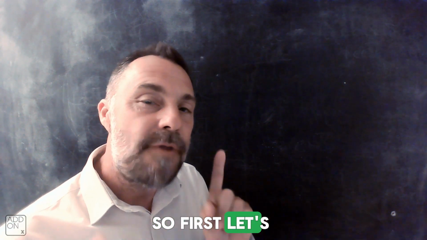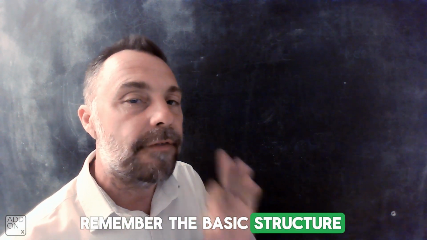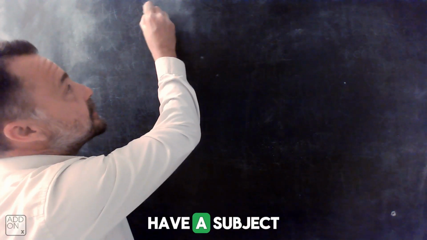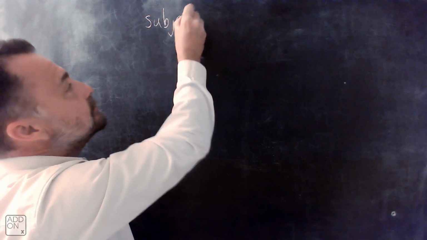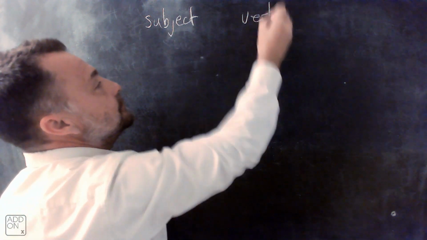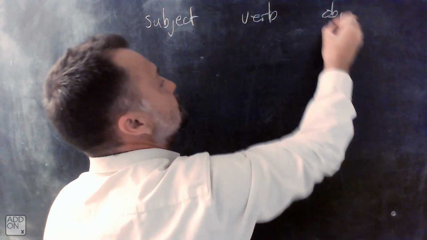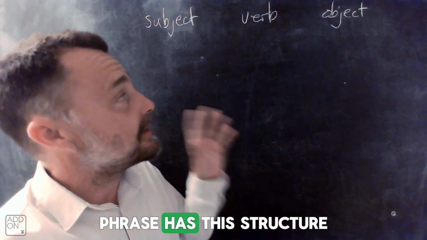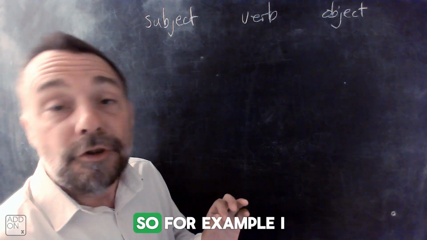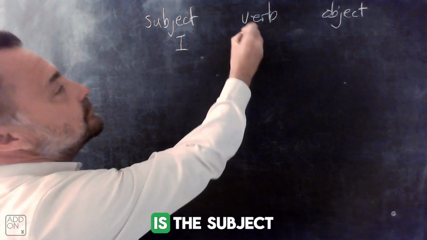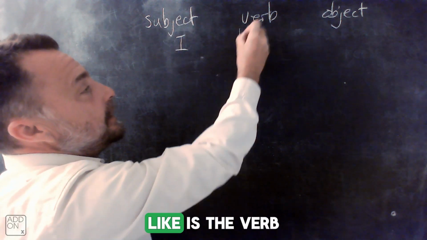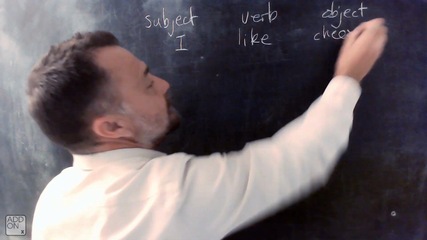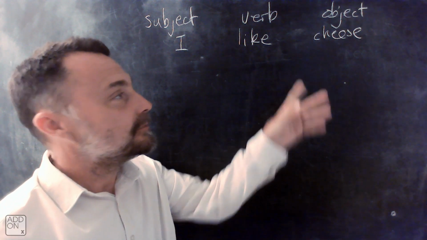So first, let's remember the basic structure of English. An English phrase has a subject, a verb, and an object. Basically, every English phrase has this structure. So, for example, I is the subject, like is the verb, and cheese is the object: I like cheese.